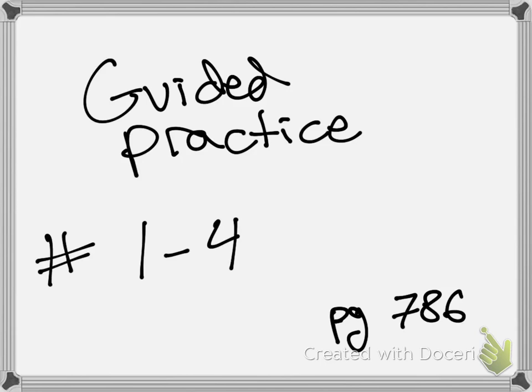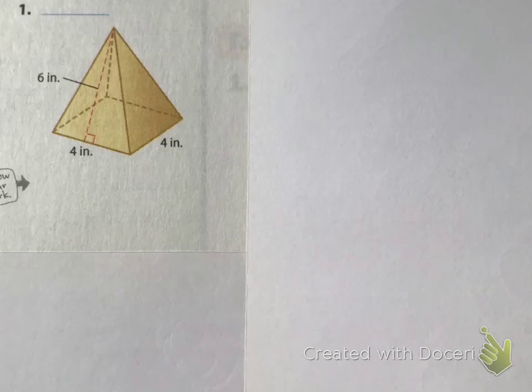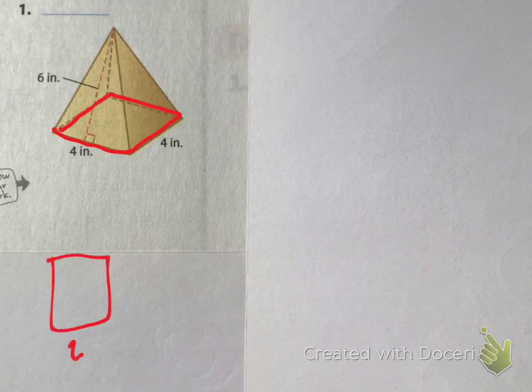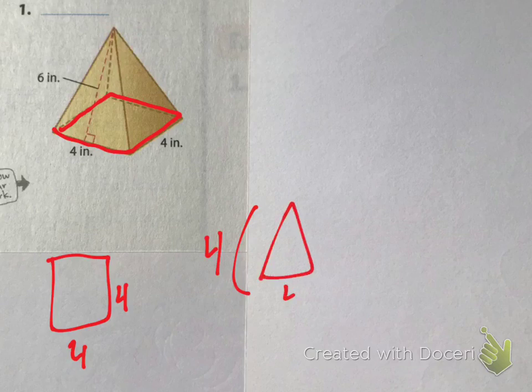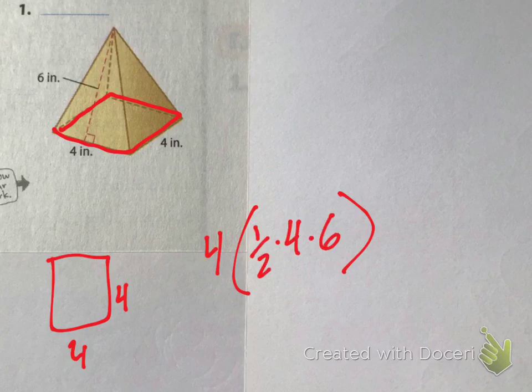Excellent! I want you to do the guided practice numbers 1 through 4 on page 786. Let's look at number 1. Excellent. Here, we have a square. It's 4 by 4. So let's deconstruct it. We have 4 by 4. As such, because it's equal, we know we have 4 of the same shape of our triangles. Our triangle is 4 by 6. So let's do our math. 4 by 6, that's going to be 1/2 times 4 times 6. That's 2 times 6, or each face is 12.